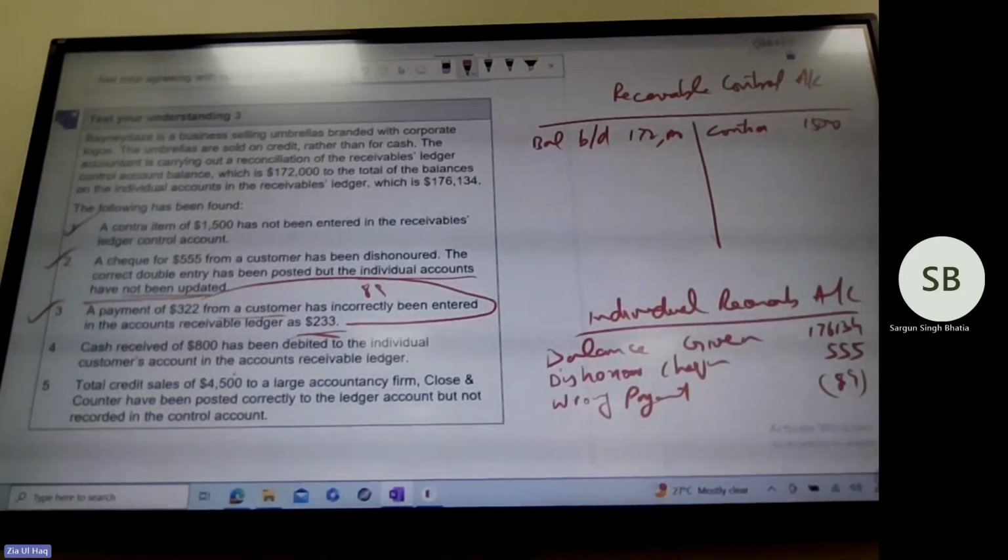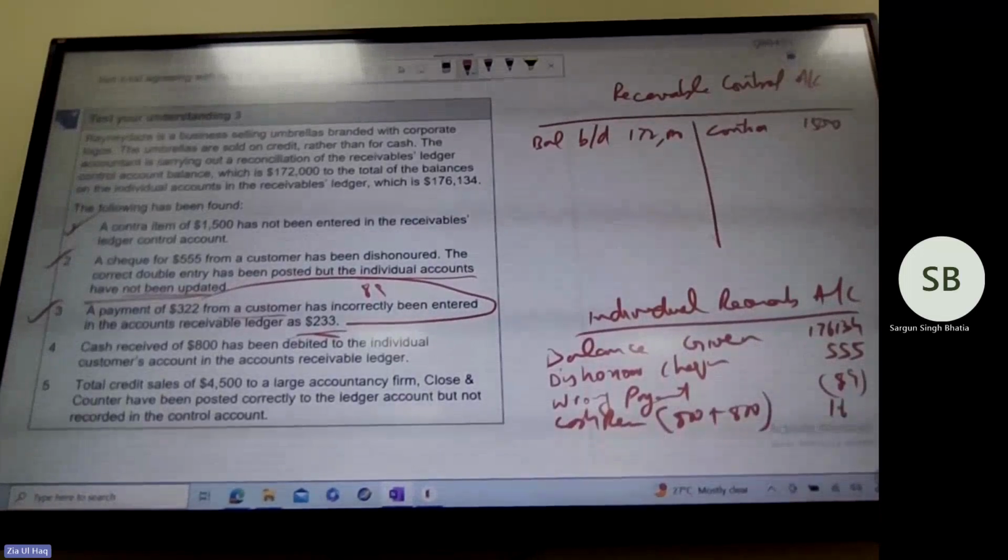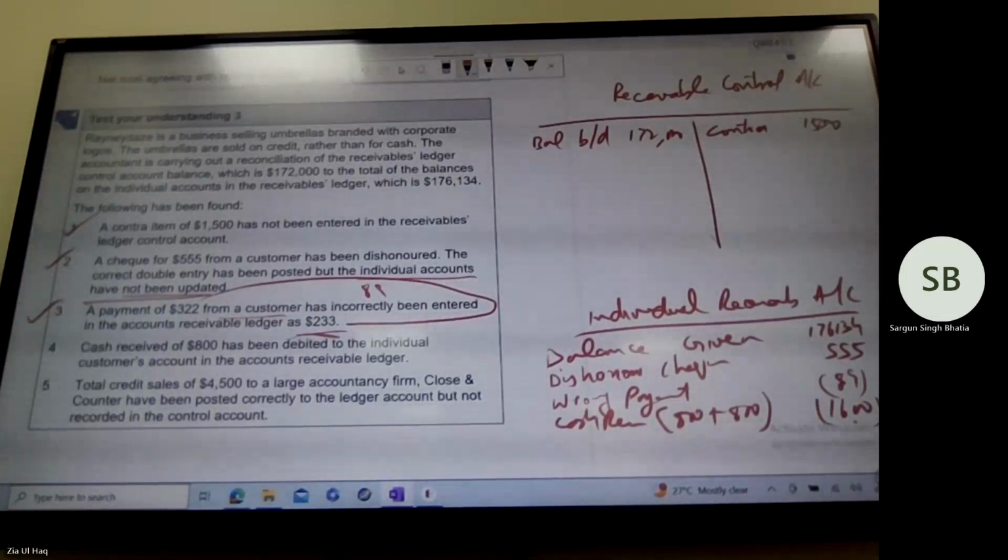It has been debited to the individual receivable account. I mean, instead of writing on the credit side, we have written on the debit side. So the first 800 on the credit side will nil the balance, and the remaining 800 will again correct the balance. This means we need to record cash received with 800 plus 800, a 1,600 negative figure. Can you understand this?